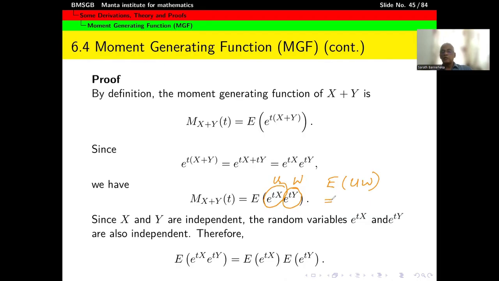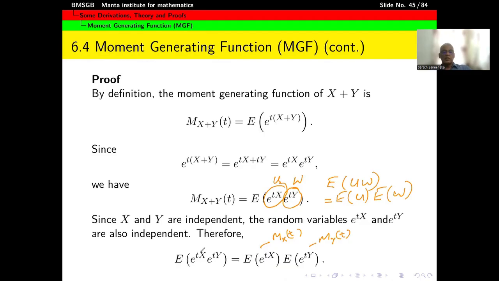So from the result, first part, I think we learned this one is equal to expected value of u times expected value of w. So we can directly apply that to get that the expected value of this quantity is equal to the expected value of this quantity times the expected value of this one. Now, this one is mxt, and this one is myt.